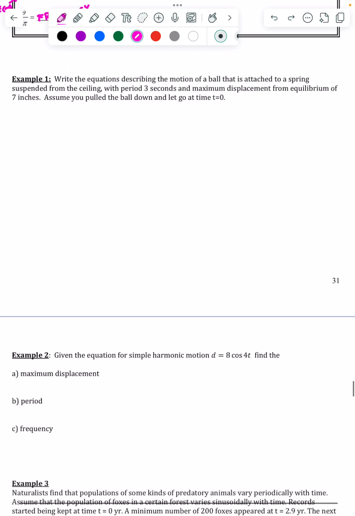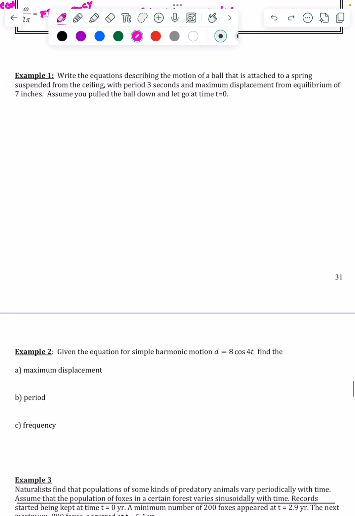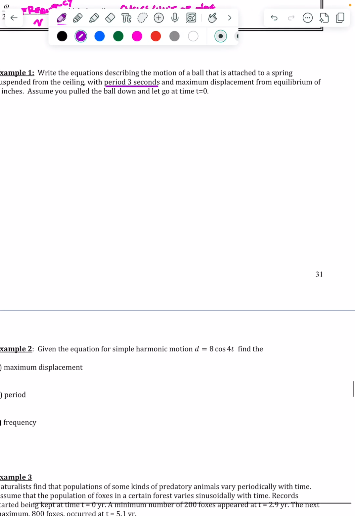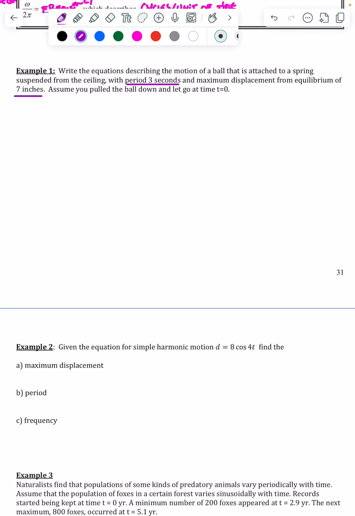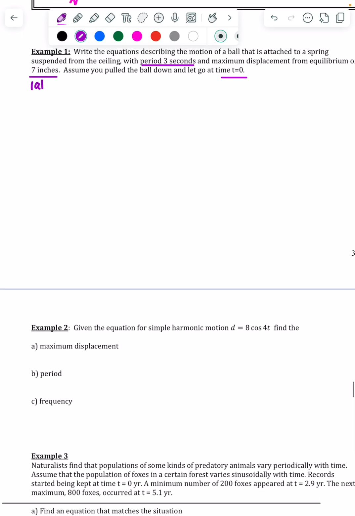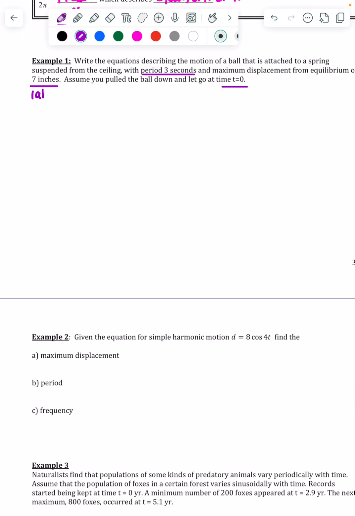Example 1: write the equation describing the motion of a ball that is attached to a spring suspended from the ceiling with period 3 seconds, and maximum displacement from equilibrium is 7 inches. So that's basically the absolute value of A. Assume you pull down and let go at time t equal to 0. Those are important pieces of information. The period is T. In the book, you'll see T as a tilted bar and then T, which in this case is 3 seconds.